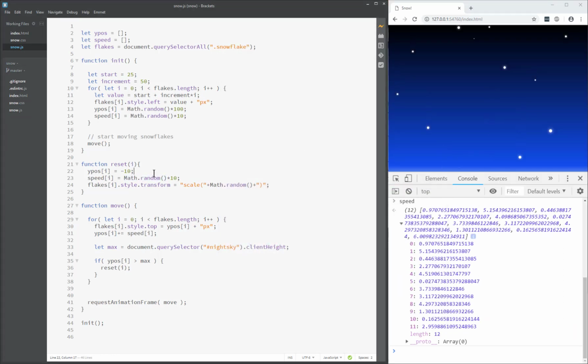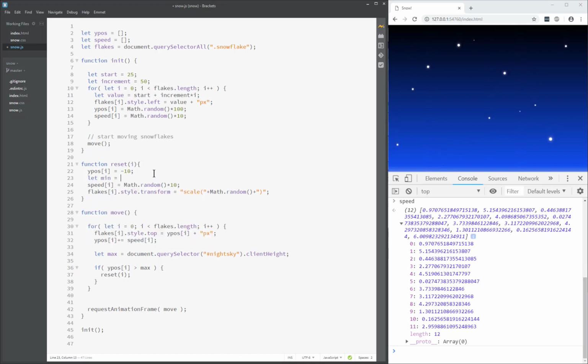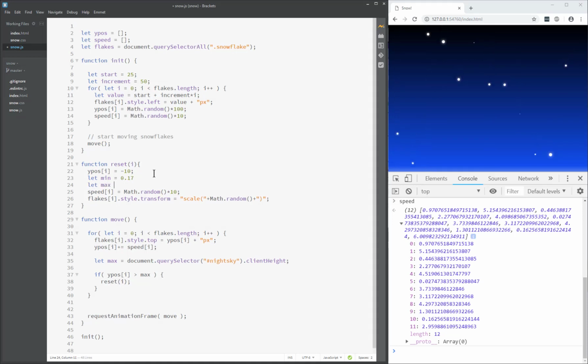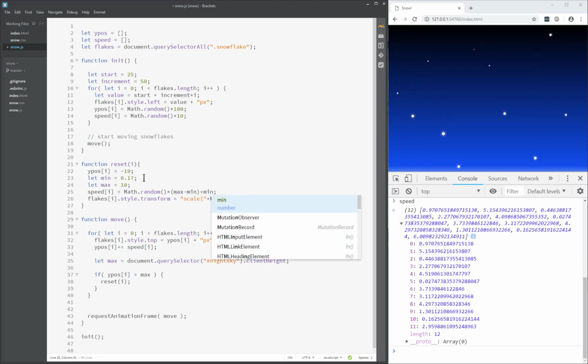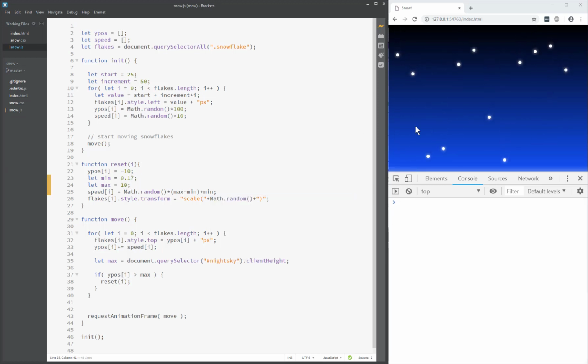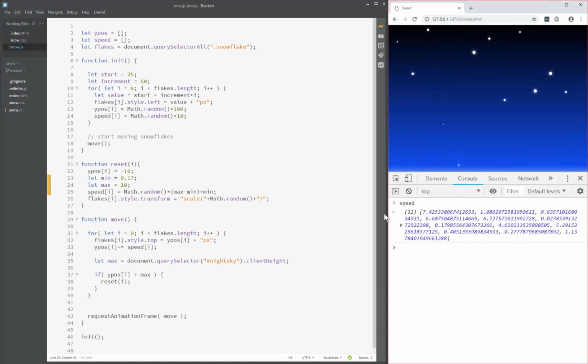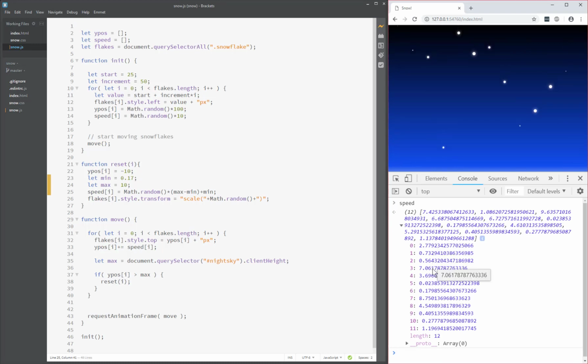Go here and create our min. Let's say 0.17, and our max, let's say 10. And then math.random should be multiplied by max minus min, and we add min afterwards. So this should give us a speed between 0.17 and 10. Let's see if it works. It looks like some of them are actually slower. 0.02. How can that be?